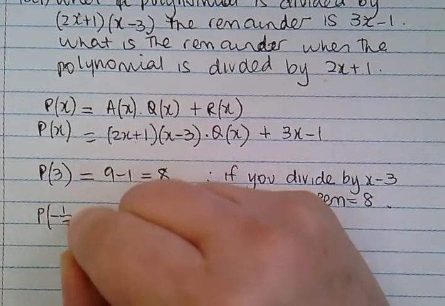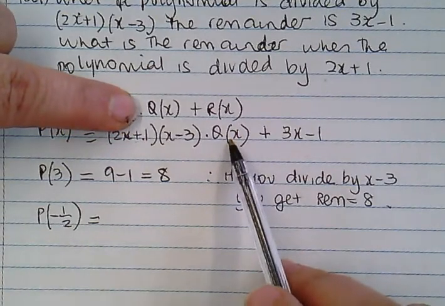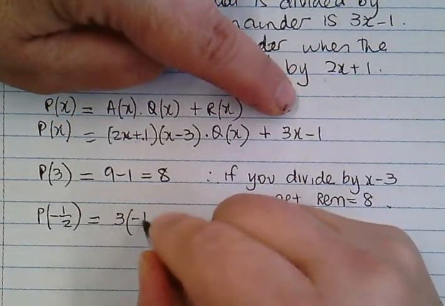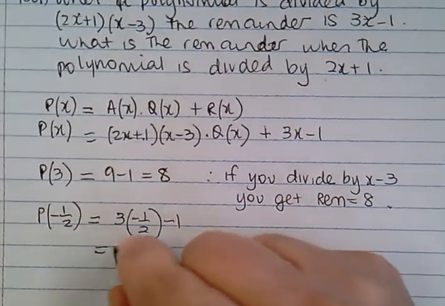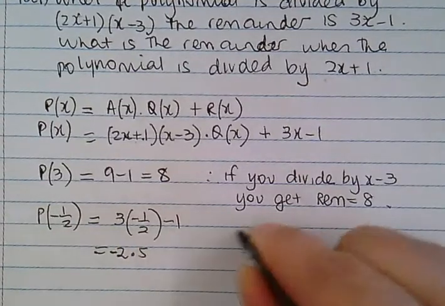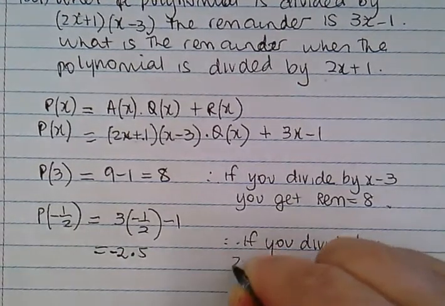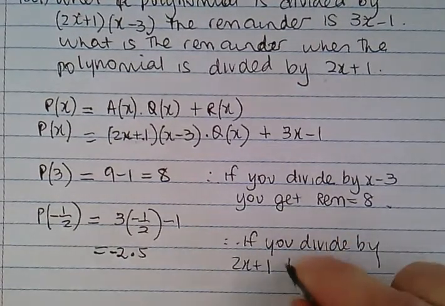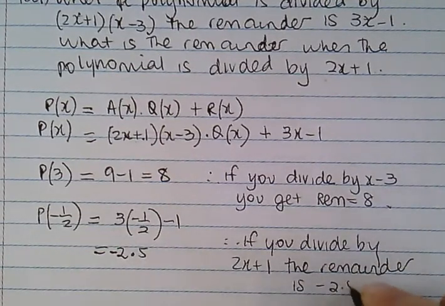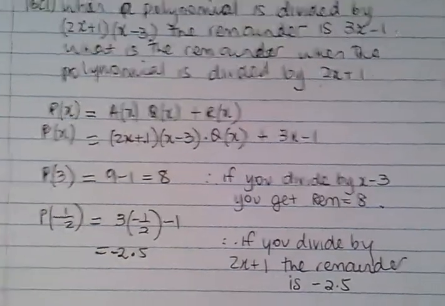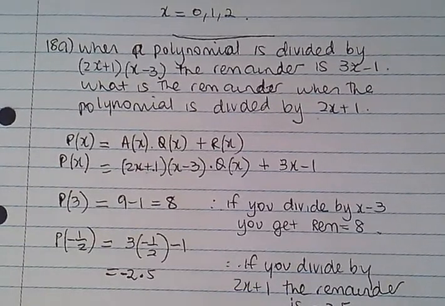So the p of negative a half is, now if you put negative a half in here, doesn't that wipe that out to be 0? It's 3 times negative a half minus 1. Negative 1.5 minus 1 is negative 2.5. So therefore, if you divide by 2x plus 1, the remainder is negative 2.5. Done. Do you get it? It's using the remainder theorem.